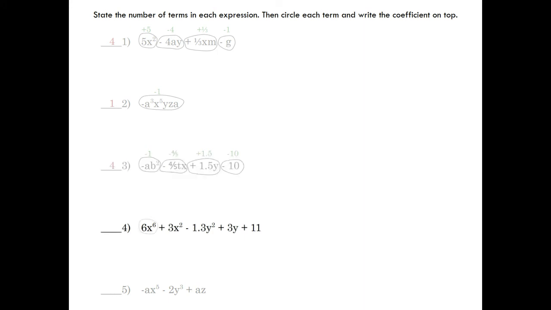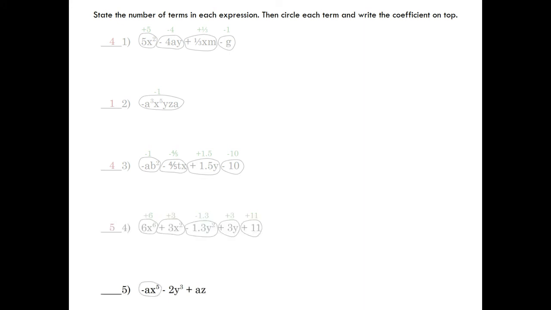Number 4, we're going to circle 6x to the 6, a positive 3x squared, a negative 1.3y squared, a positive 3y, and a positive 11. That's 5 terms altogether. The coefficient of the first term is a 6. Coefficient of the second term is a 3. The coefficient of the third term is negative 1.3. The fourth term is a positive 3. And the fifth one, which is a constant because it doesn't have a variable with it, is 11.